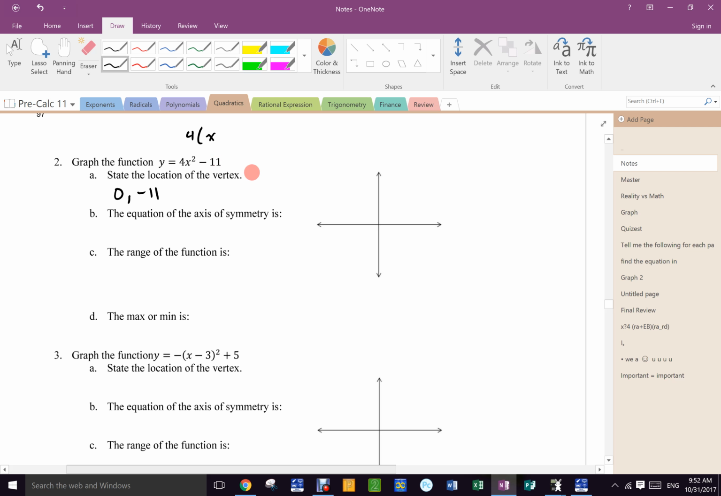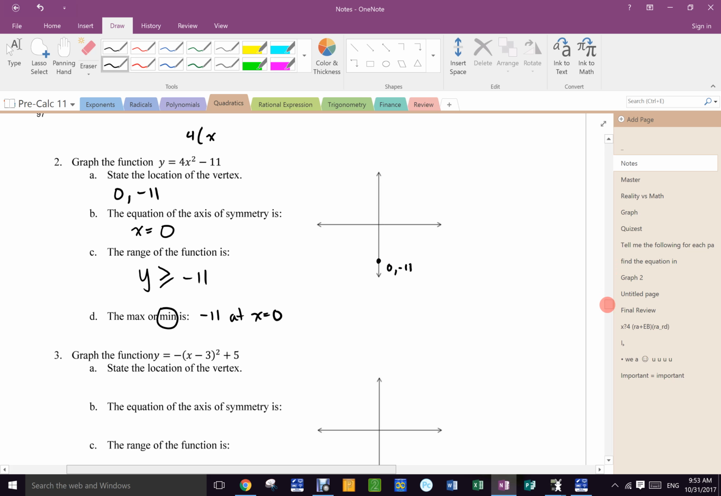Or you could remember, yeah, that's what I'd do. So here, 0, negative 11. The equation of the axis of symmetry, if that's the vertex, the axis of symmetry goes right through it. That's where x equals what? 0. What's the range? X or y values? Y must be greater than or equal to what? Negative 11. Is it a max or a min? It's a min, negative 11 at x equals 0.